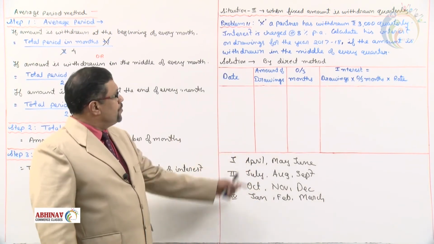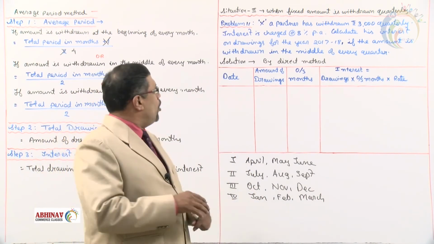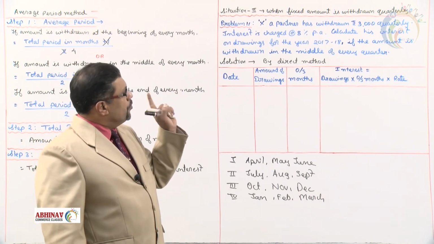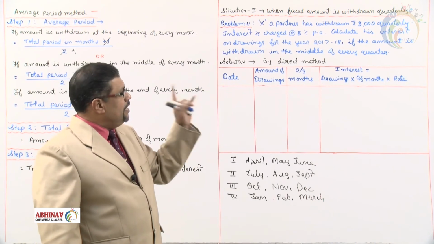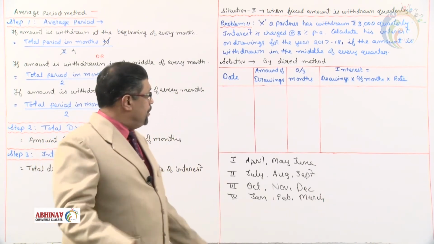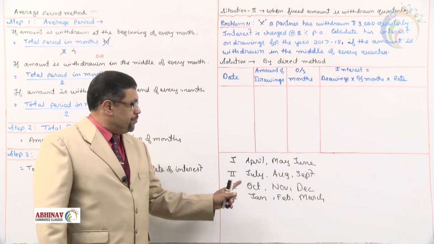Problem 11. X, a partner, has withdrawn 3,000 quarterly. Interest is charged at 8% per annum. We need to calculate his interest on drawings for 17-18 if the amount is withdrawn in the middle of every quarter. So first we shall see what the dates are.